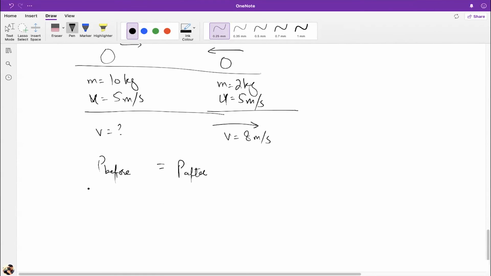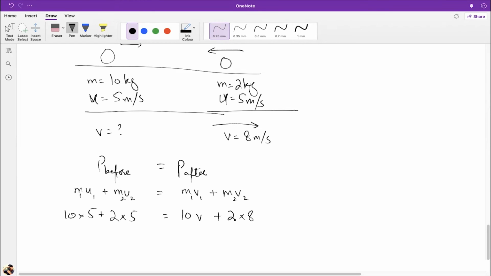All right. So momentum before is m into u of the first thing plus m into u of the second thing, and momentum after is m into v of the first thing and m into v of the second thing. Usually we call it m1 u1, m2 u2, m1 v1, m2 v2, just for differentiation. Okay, so this becomes 10 times 5 and this is 2 times 5. And this thing is, we don't know what the speed of that thing is, but the mass is 10. So 10 times v, and mass is 2 and it is 8.